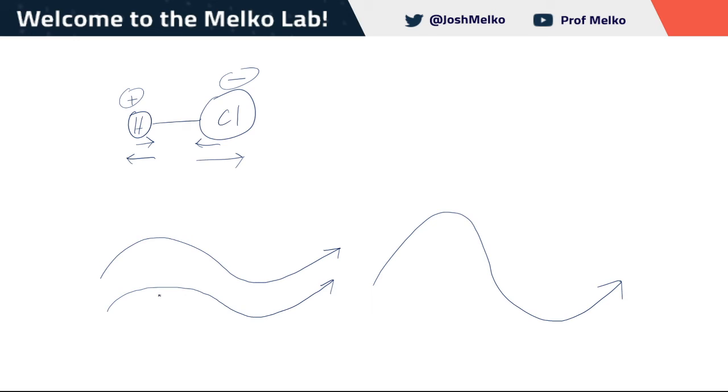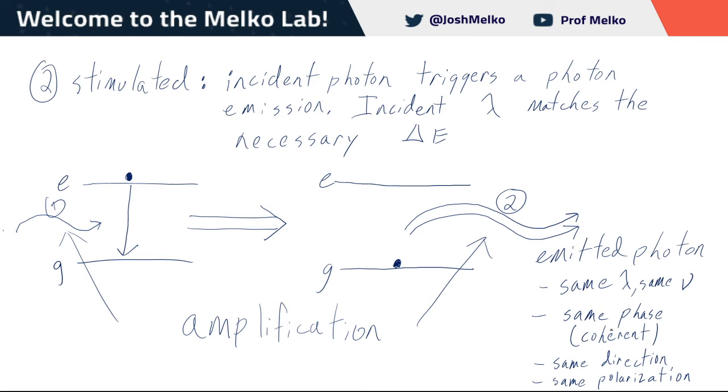This is the first photon coming in. This is the existing sort of electric field, and now I get two photons coming out. In other words, one larger electric field with twice the amplitude. And these two photons have the same phase, which we called coherent.